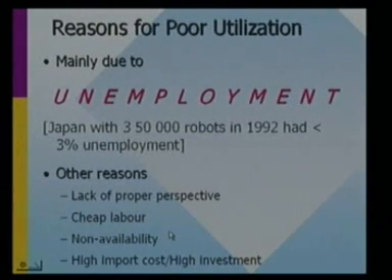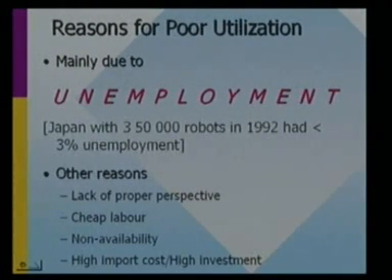Now, why do China and Japan, of course far ahead, use more robots than India? One of the main reasons is unemployment. When you talk about unemployment, we have one somewhat old statistic, but it is a matter of debate. Japan, with 350,000 robots in 1992, had only 3% unemployment. One should think whether the number of robots present in an industry and unemployment have a correlation or not. This statistic has been put in front of you.